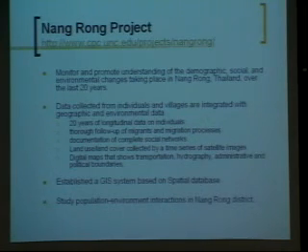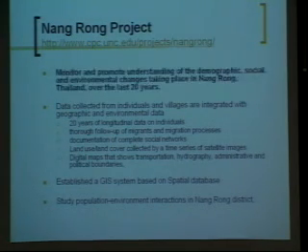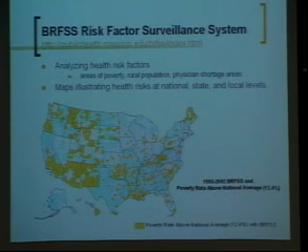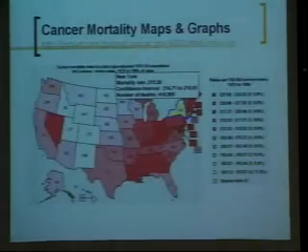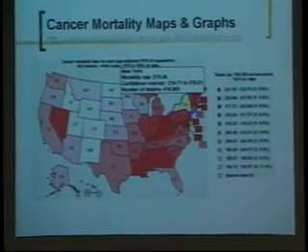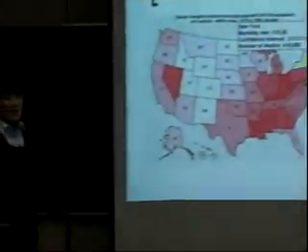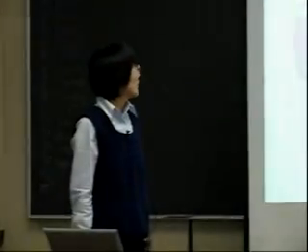Here's a NAROM project that has been done in Thailand over the last 20 years. They established a GIS system to support the research study. Here is an example of surveillance of risk factors. Based on the spatial database, they could query the areas of poverty, the rural population, and the physician shortage areas, and use maps to illustrate health risks at national, state, and local levels. In this project, we could query the cancer mortality and use maps to show the results.